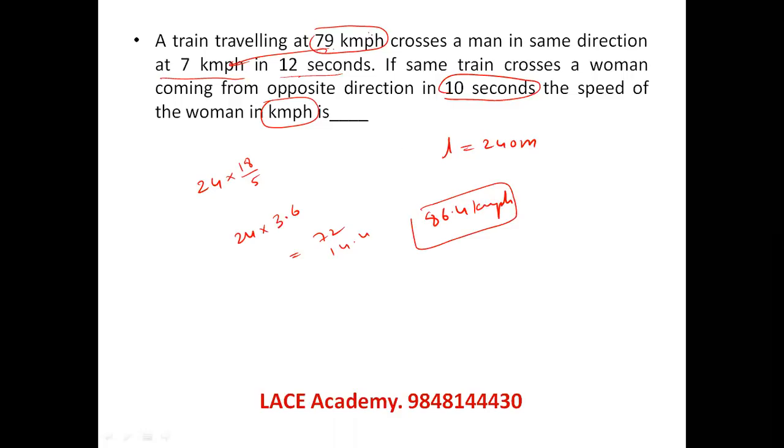Out of that, 72 kilometer per hour is the train. So the remaining 14.4 kilometer per hour is coming from the woman. That's what is asked. Because in opposite direction both got added and became 86.4 km per hour. Right? Let's see the next question.